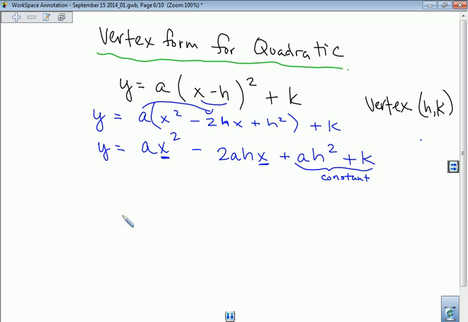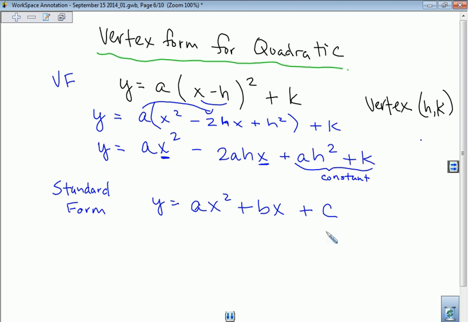Okay. So let's compare this vertex form, this is vertex form up here, with standard form. Standard form for a quadratic looks like this. y equals ax squared plus bx plus c. That's in standard form.